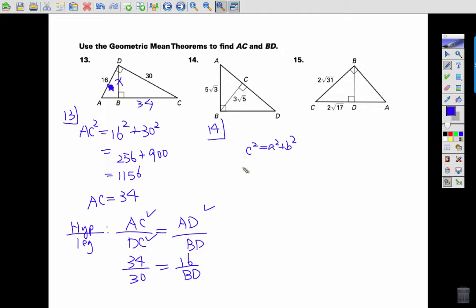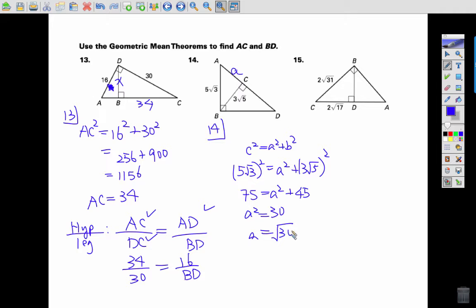So I can do c squared, which is 5 root 3 squared, should equal this leg, if I call this a squared plus this leg squared, which is 3 root 5 squared. So if I do that, that's 25 times 3, that's 75, equals a squared, that's 9 times 5, 45. So a squared would equal 30. A would be square root of 30. Is there a perfect square in the square root of 30? I don't think so. So a is root 30.